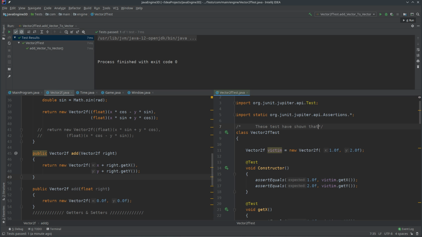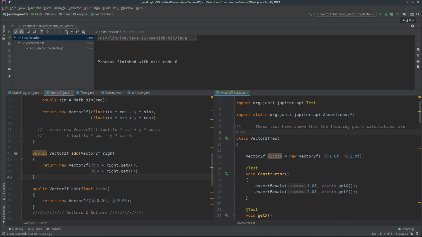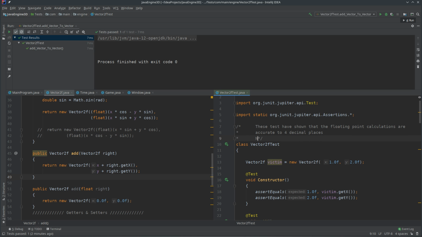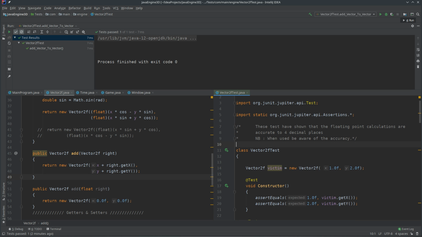I've shown that the floating point calculations are accurate to 4 decimal places. NB, when used, be aware of the accuracy. Okay. Right, I'll put a warning at the top.